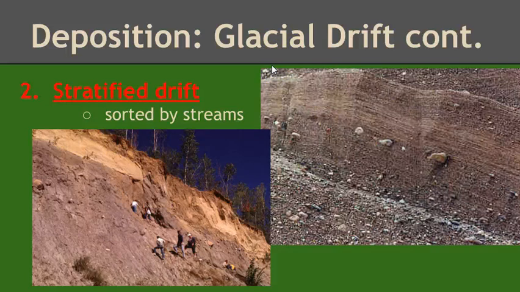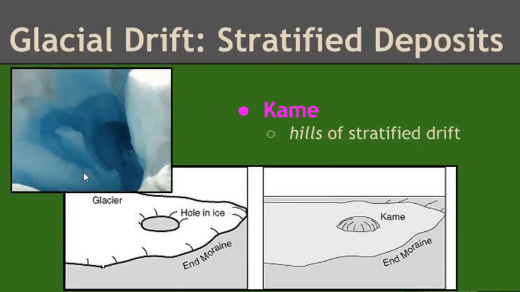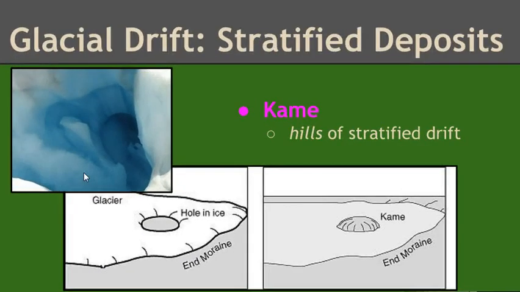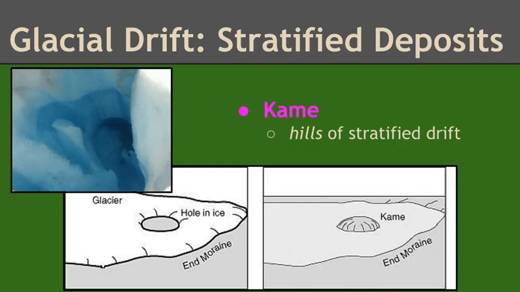The other kind we have here is stratified drift. So it's stuff that's sorted by streams or running water. For stratified drift, you see we've got these layers, right? We've got these layers sometimes, and a lot of times the heavier material is down at the bottom, and you get these layers because it was, again, stuff that was being dropped down by water. The first type of stratified one that we'll talk about is called a kame.